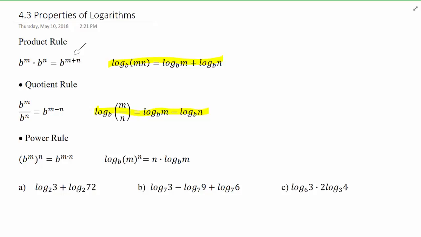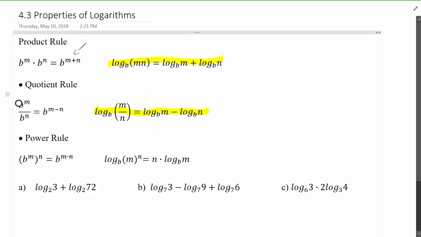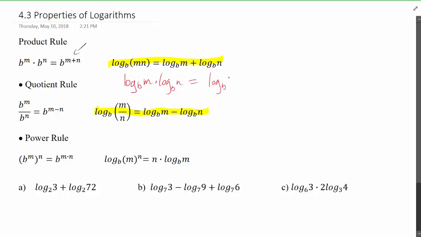A common mistake that many people make is that they think that if you have log base b of m times n, it will equal log base b of m times log base b of n. That would not be correct. There's another really common mistake where log base b of m is outside the parentheses. We have to really watch out for this. The same goes for division.